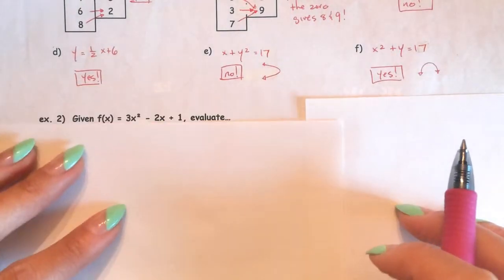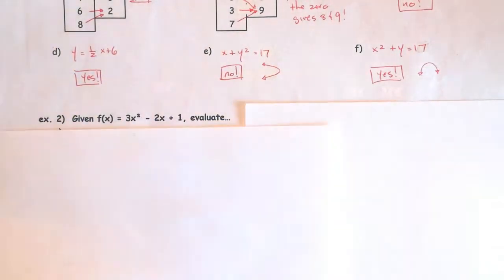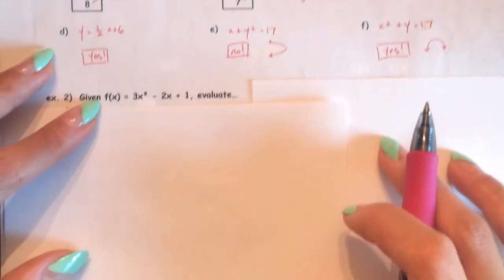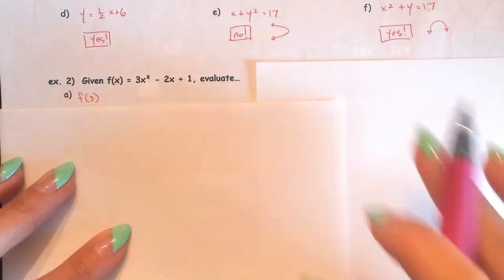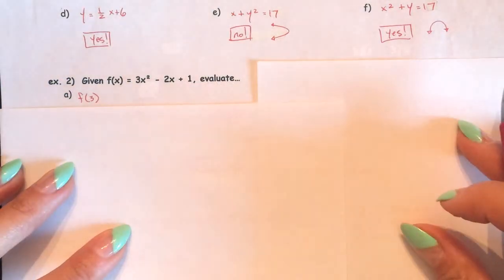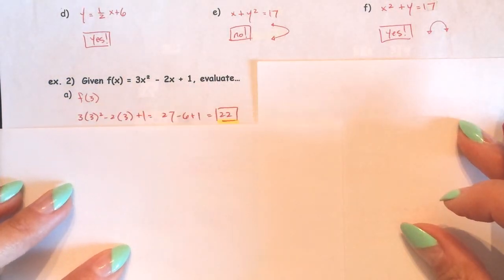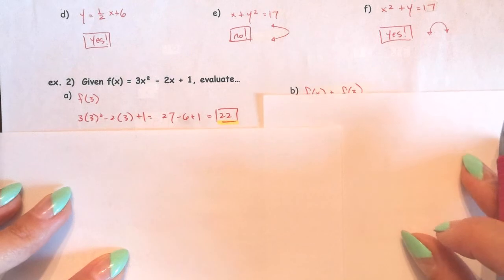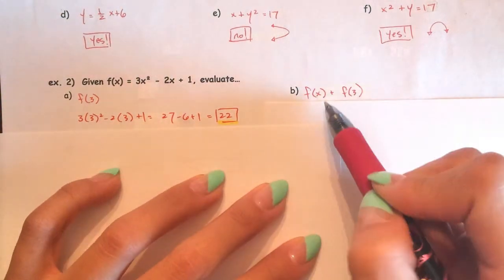Okay, and then for the second part, it says evaluate. You should be able to do this without looking at my notes, okay? So you're going to evaluate f of 3. Plug in 3, and then check your answer. You should get 22. And then you're going to do f of x plus f of 3.